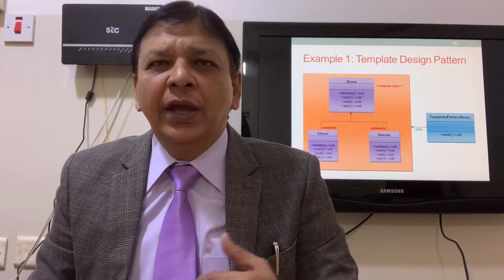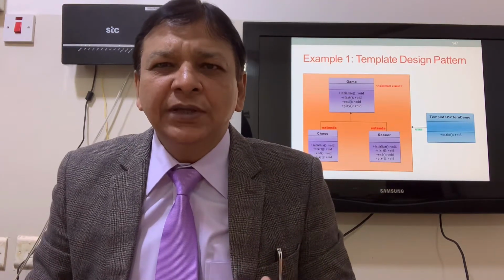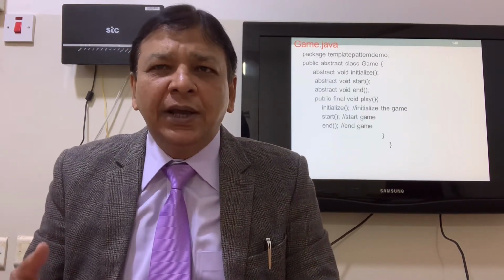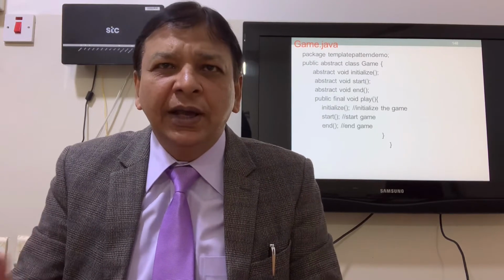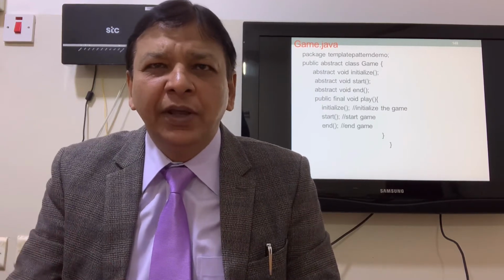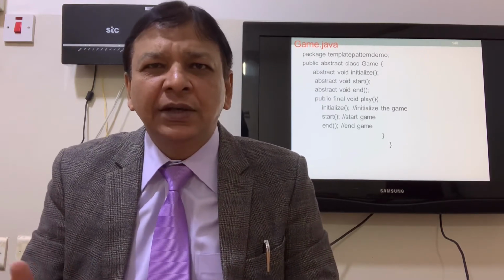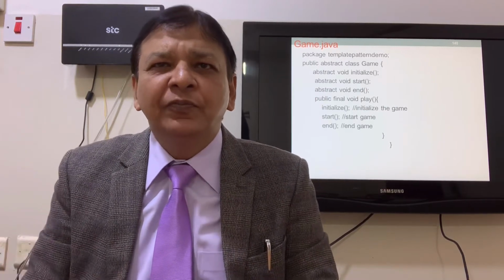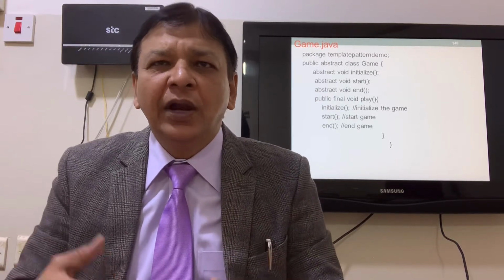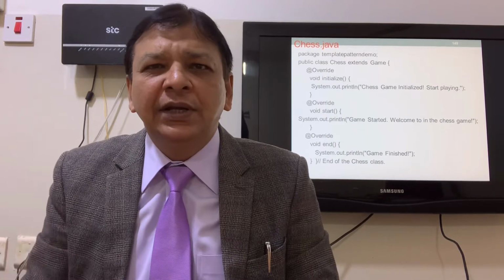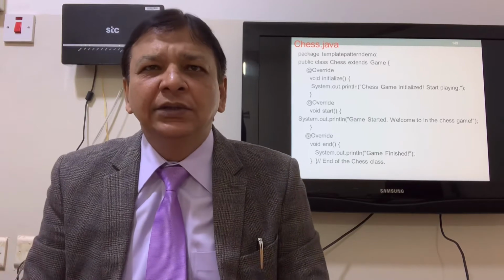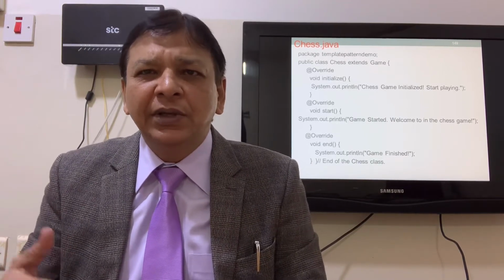We have a game abstract class, we have a chess game, we have a soccer game, and we have the main. So game.java: public abstract class Game, abstract void initialize, abstract void start, abstract void end, public final void play, which initializes the game, starts the game, ends the game. So we define a final void play method and we call the abstract methods inside it: initialize, start, end, and we close the abstract class.